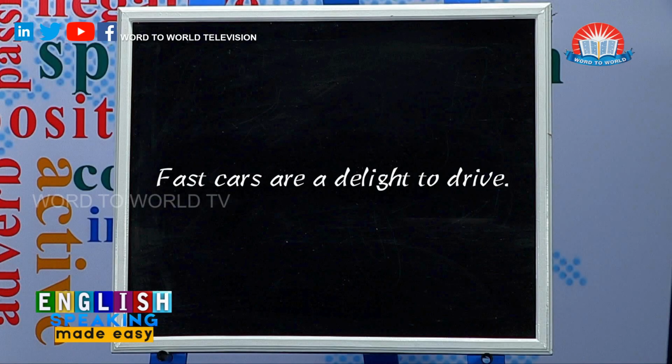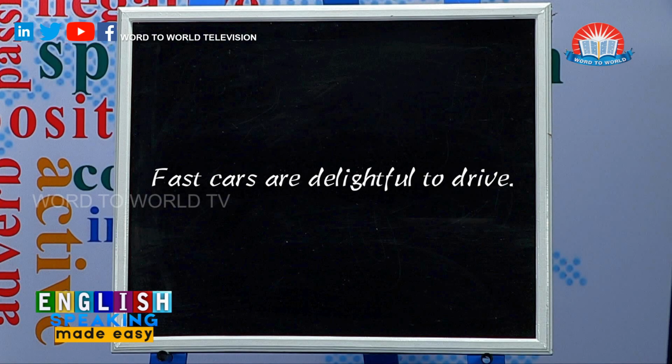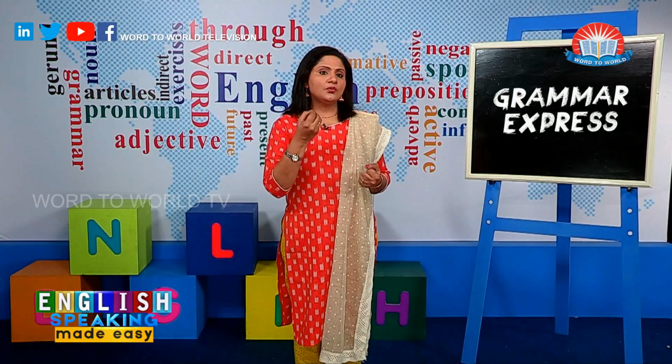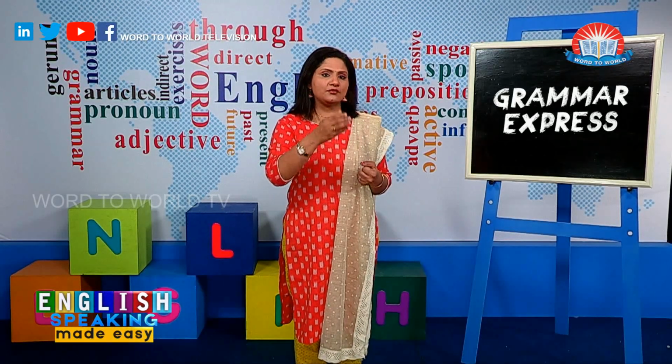Fast cars are a delight to drive. Where has this adjective come in? Cars is the subject, cars is a noun. The adjective came in just before the word cars. Fast cars are delightful to drive. My cake should have 16 candles. In this sentence too, the word 16, the adjective, comes just before the noun candles. So here it is very easy to spot the adjective because they come before the nouns, and we know they help to modify the nouns.